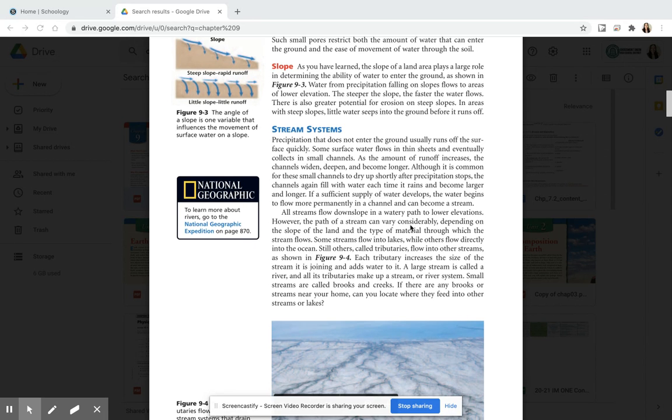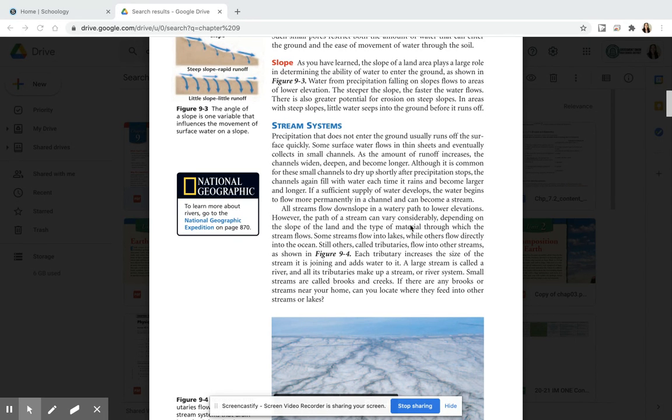Slope. As you have learned, the slope of a land area plays a large role in determining the ability of water to enter the ground, as shown in Figure 9.3.